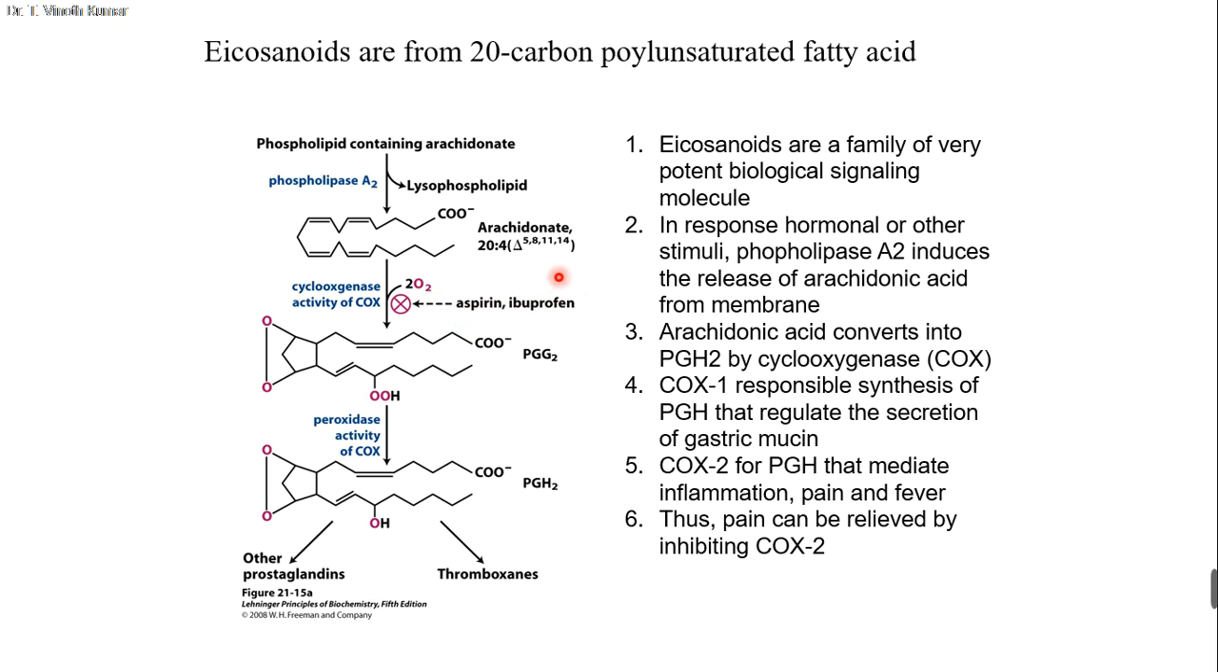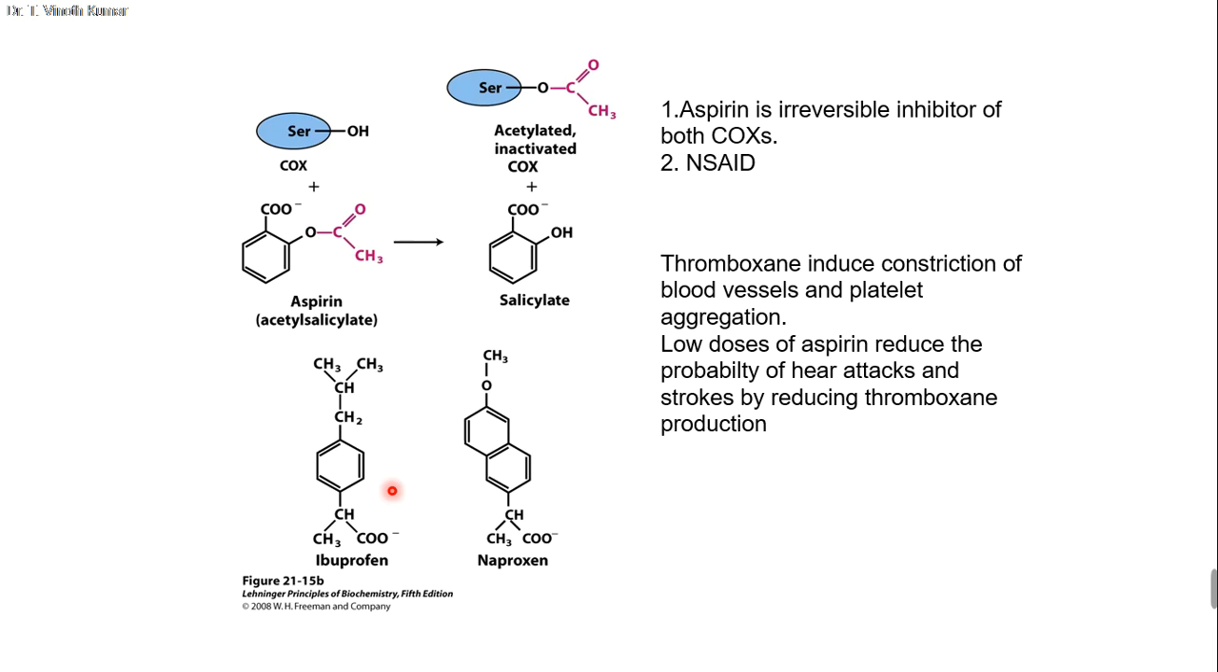Brufen is a painkiller, and COX-2 for PGH mediates inflammation, pain, and fever. So that is why COX-2 inhibitors are very famous, and they inhibit very specifically COX-2, and that may also relieve the pain. Thus the pain can be relieved by inhibiting COX-2 enzyme. This COX-2 enzyme is going to be inhibited by some of the substances, like this COX-1 inhibitor. You can see here, this is aspirin and this is COX.